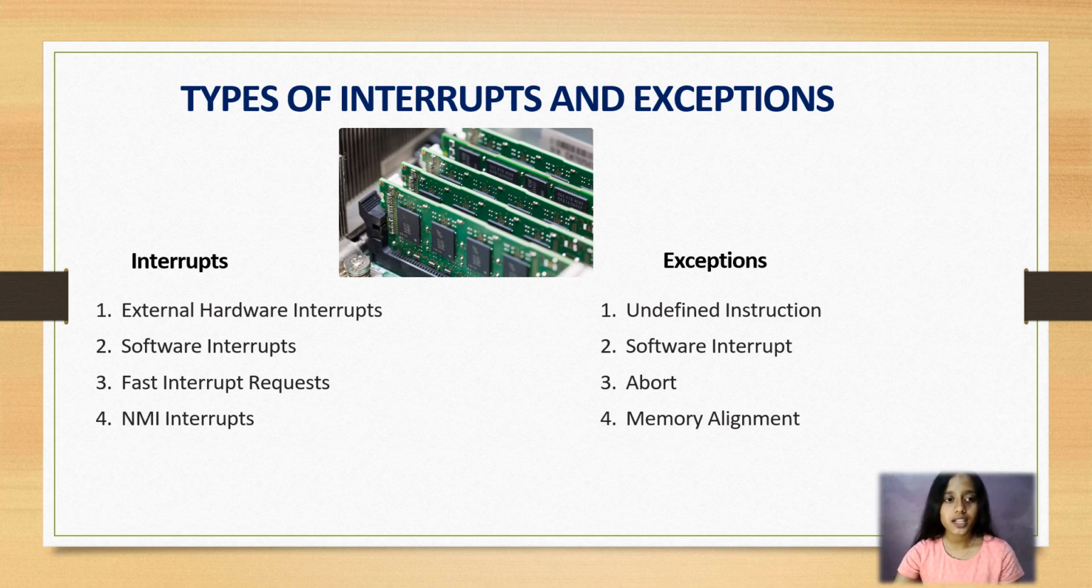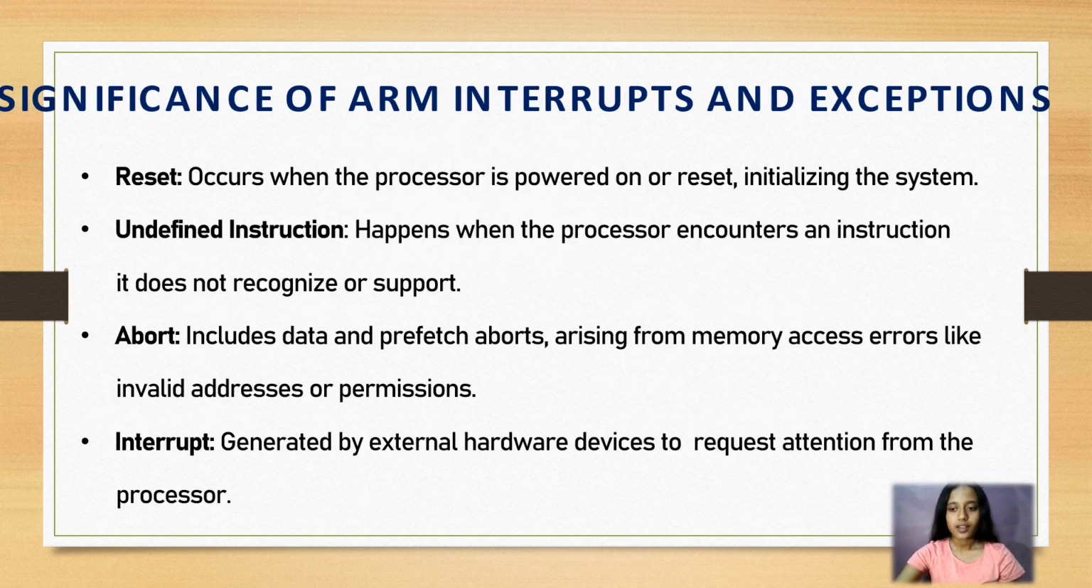Here we can see the different types of interrupts and exceptions that occur. They are software interrupts, fast interrupt requests, abort, undefined instructions. So these are various types of interrupts and exceptions. Let us look into the deeper definitions of all these in the further slides. Here, let us look into each interrupt and exception.